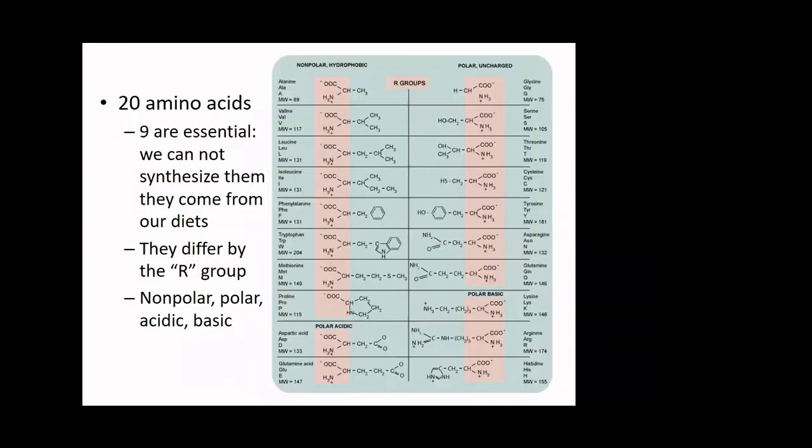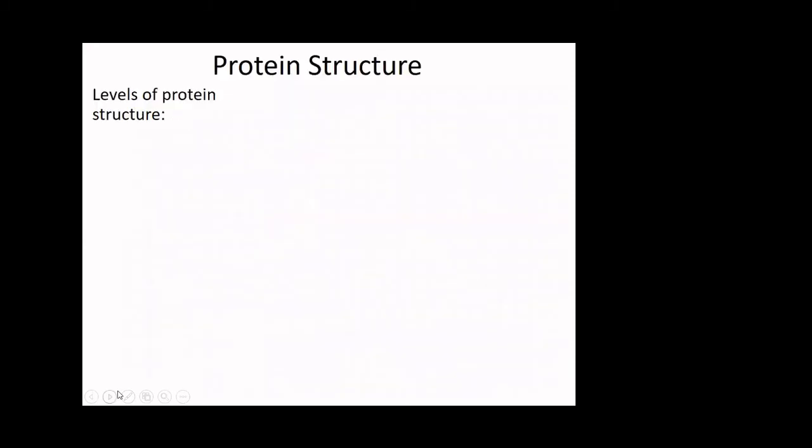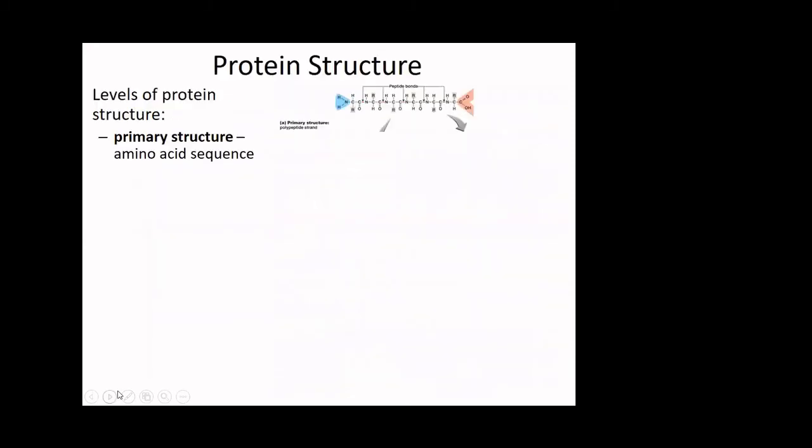Here are the 20 amino acids. You don't need to know this, but just so that you can see, they're all the same except for that R group, right? There are different levels of protein structure. You have your primary protein structure, which is just the sequence of amino acids that you have.